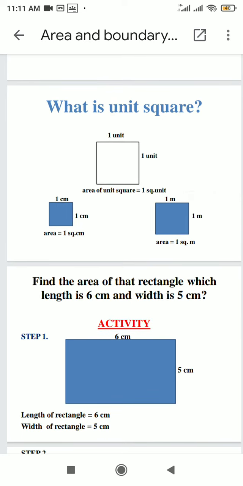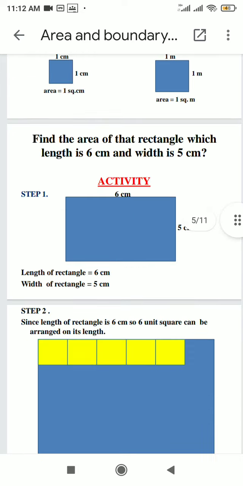Find the area of a rectangle whose length is 6 cm and width is 5 cm. Activity. Step 1. 6 cm, 5 cm. The length of the rectangle is 6 cm. The width of the rectangle is 5 cm.